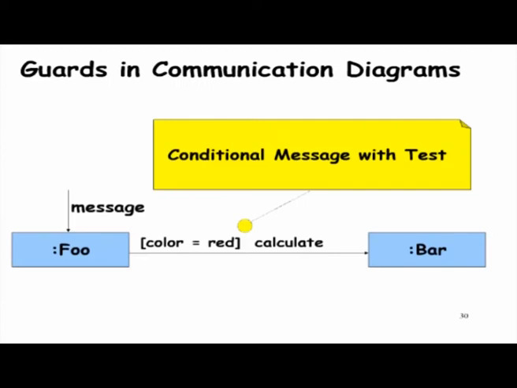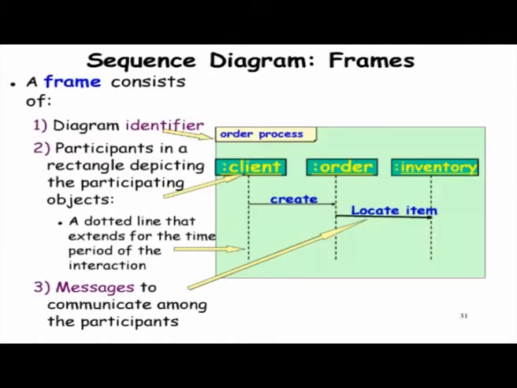So, this is called the guard or the conditional. Based on whether it is true, it will get invoked, otherwise the invocation will not occur. So, this is the new thing in UML 2.0 in the interaction diagram called a frame. A frame is a rectangle. The name of the frame appears here. The identifier can be a loop frame, or it can be the name of the use case for which it is drawn, the order process.